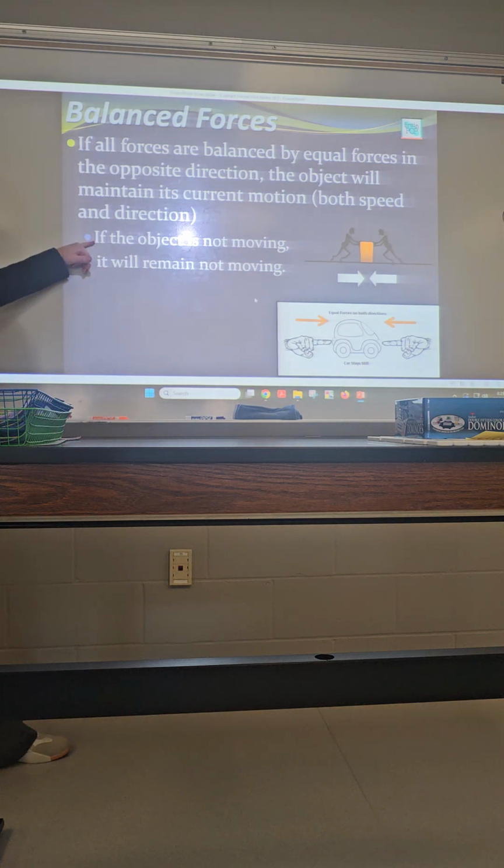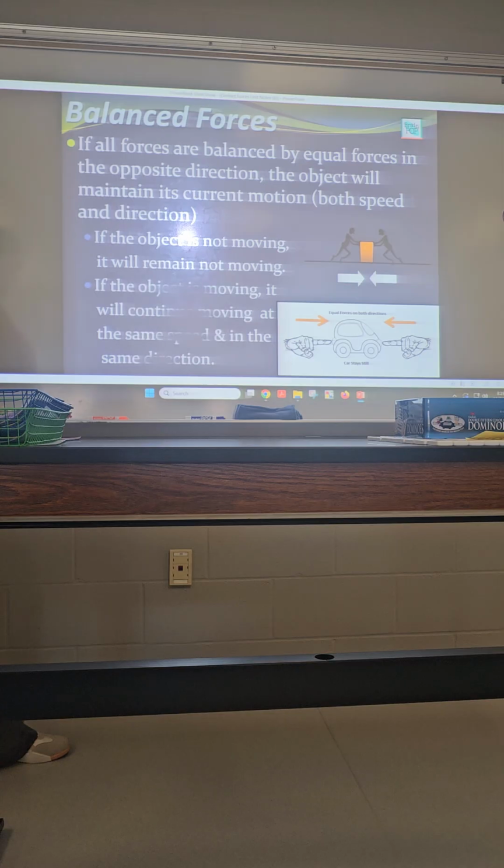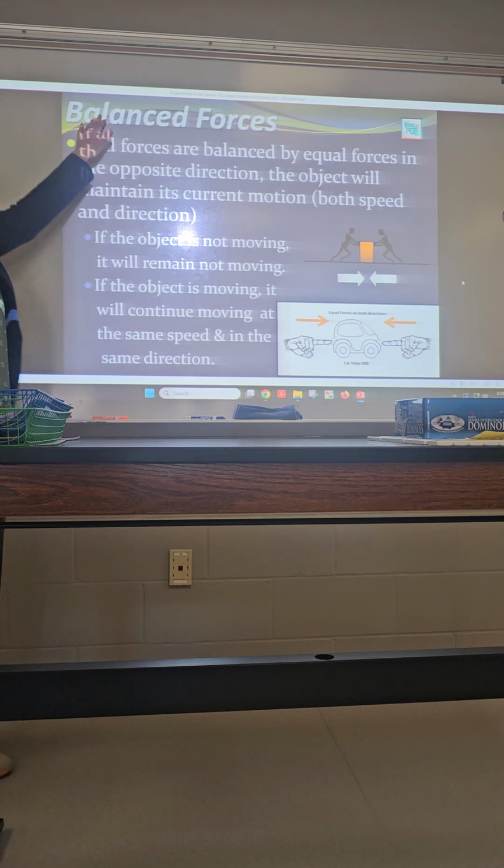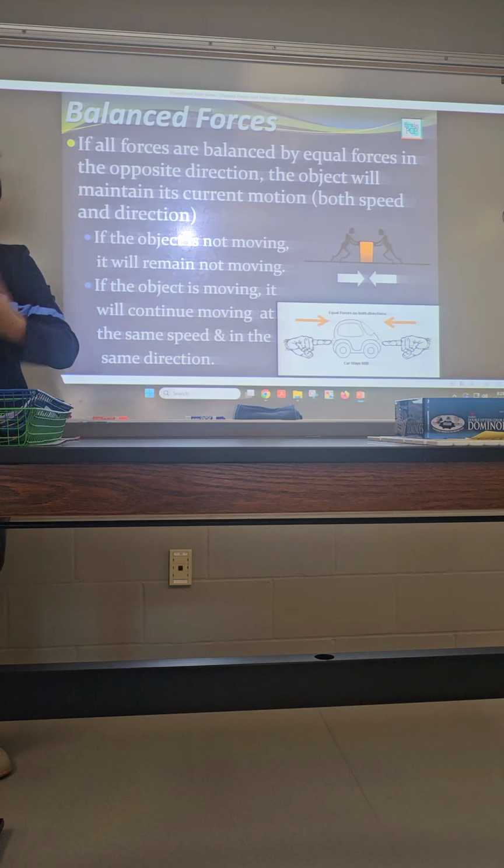So if an object is not moving, it's going to remain not moving, which is easy to understand. But this is the one: if an object is moving, it will continue moving at the same speed and in the same direction. So this is like the cruise control. So if they're not moving, it remains not moving, or if it does move, it's going to stay moving the way it is. And those are balanced forces. We know what balanced means. It means equal, right? So it's easy to picture these and imagine this.